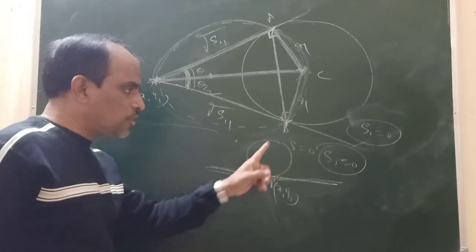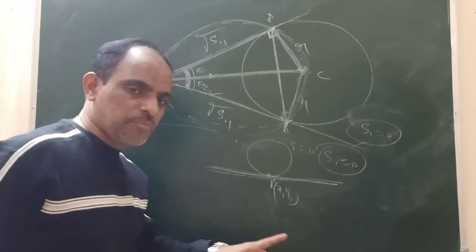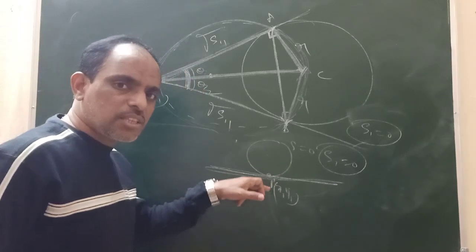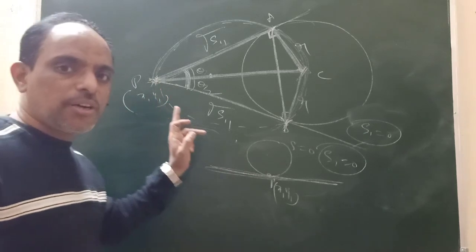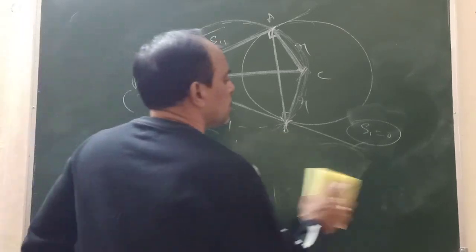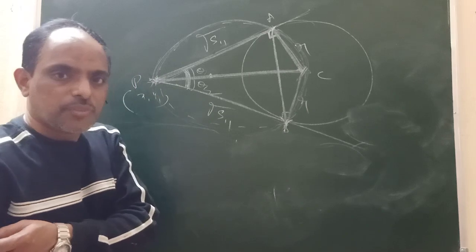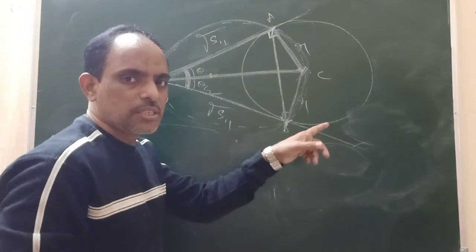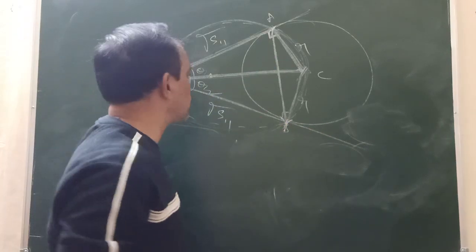Okay, so these two equations are different. You remember the equation is the same, but here the point is on the circumference of the circle, and here the point is outside of the circle. Okay, this is the chord of contact, whose equation is S1 is equal to 0.